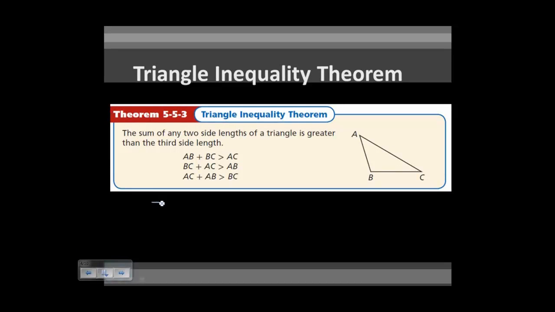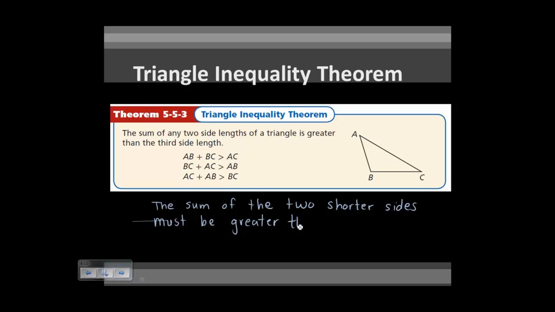I should say the sum of the 2 shorter sides must be greater than the longer side, the longest side in any triangle.